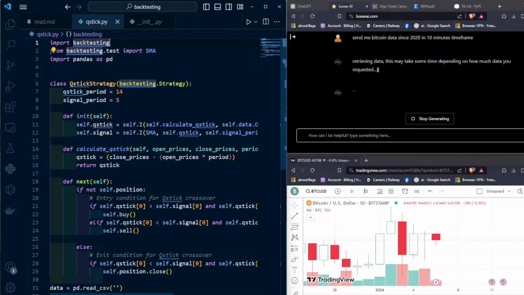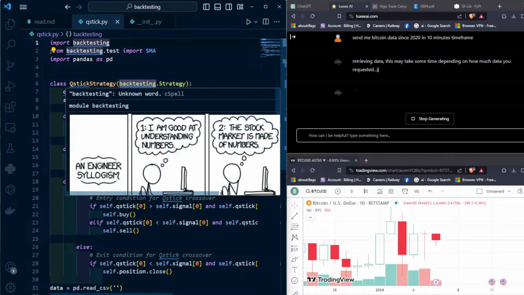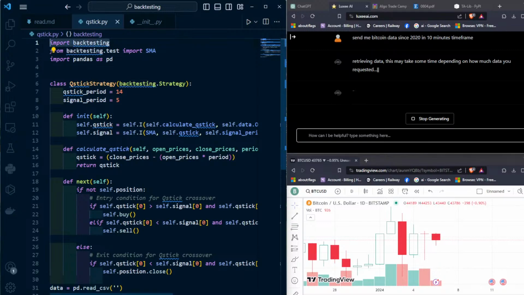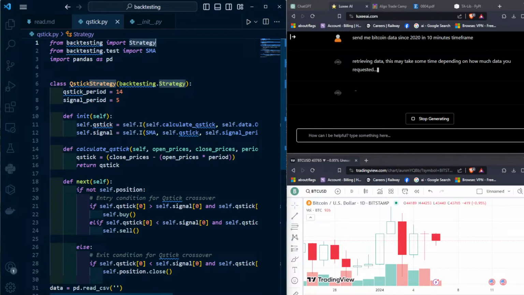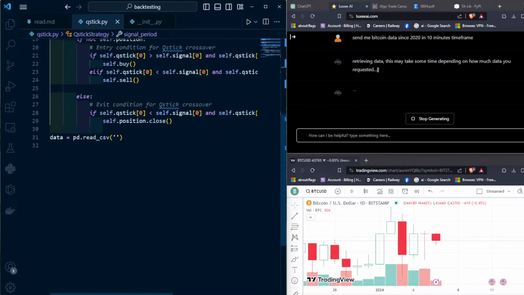So you say import backtesting, so you're gonna use it this way, but you could also say from backtesting import Strategy, and then just use it here this way instead of this. And also here the same way when I'm gonna use the data that is still loading. But we could look at the output of the backtesting of this strategy until this loads.